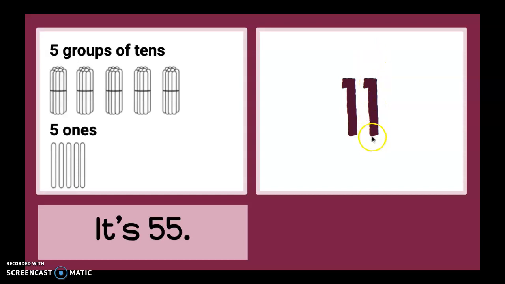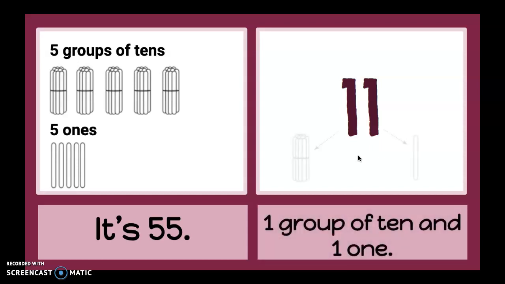Remember, this is the ones place and this is the tens place. The digit in that place will tell you how many groups of 10 and how many leftover ones. That's right, we have 1 group of 10 and 1 left over to make our number 11.